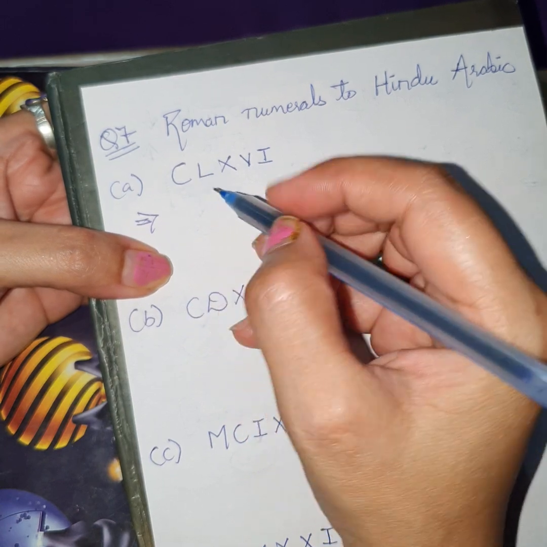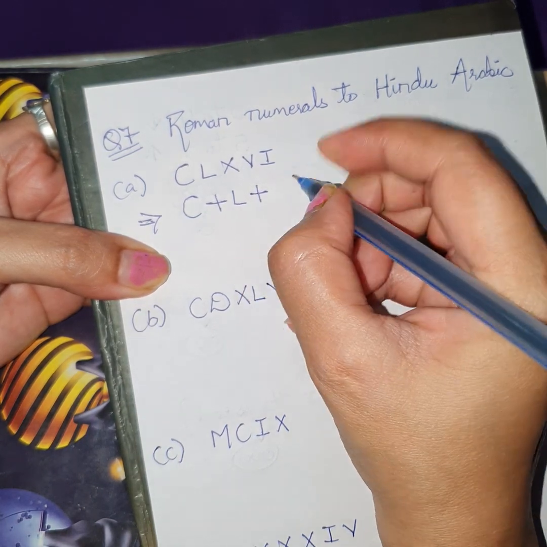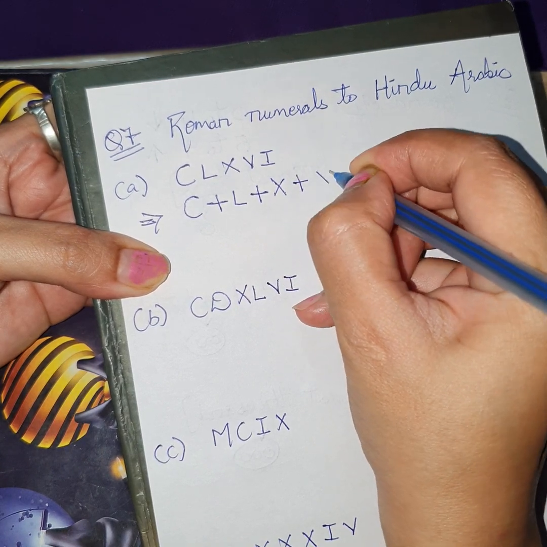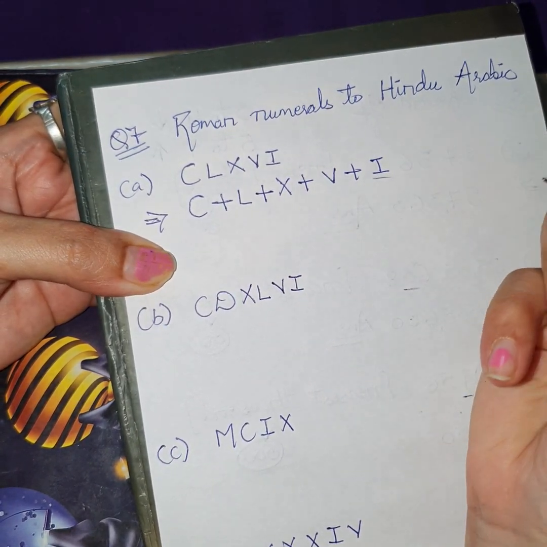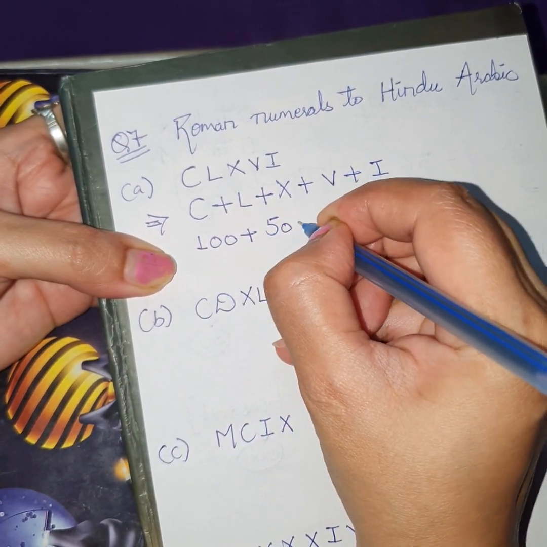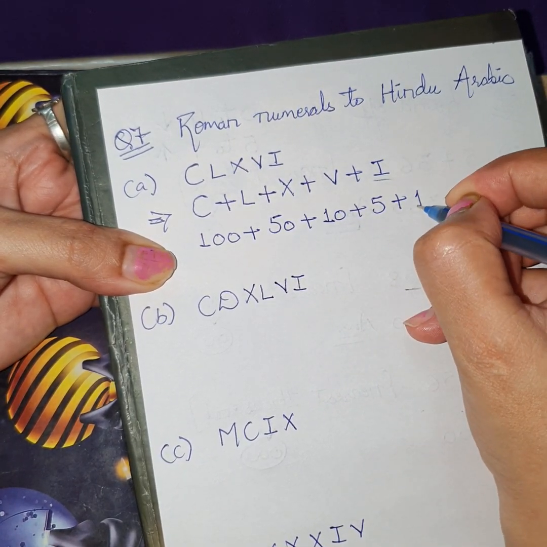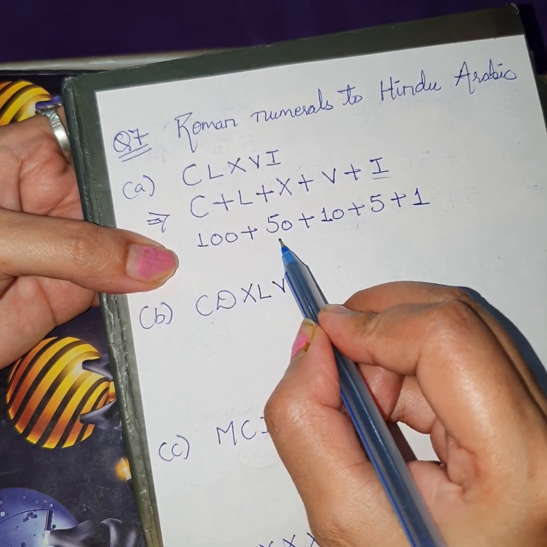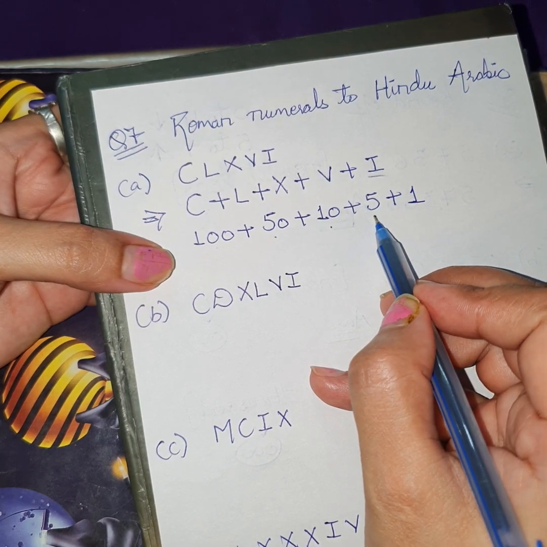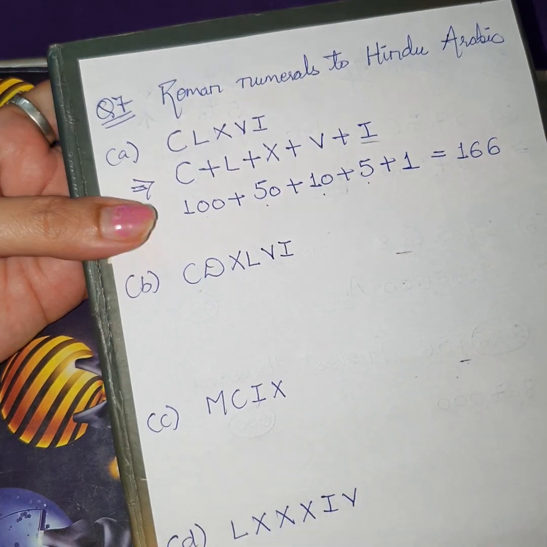Firstly, I am breaking it as C plus L. I am writing it in expanded form basically: C plus L plus X plus V plus I. So C, you all know, is 100, L is 50, X is 10, V is 5, and I is 1. So 100 plus 50 is 150, plus 10 is 160, 160 plus 5 is 165, plus 1 is 166. So this is the answer of A part.